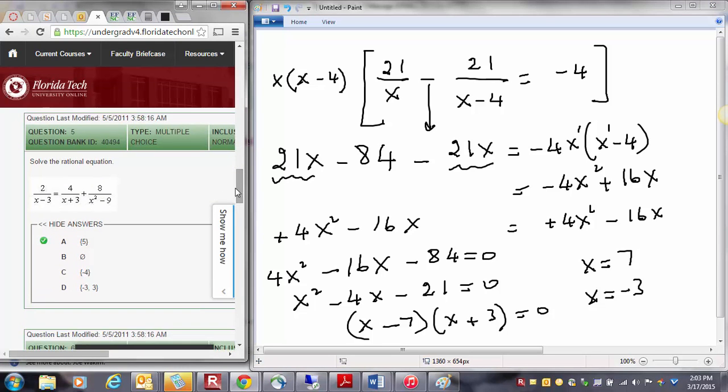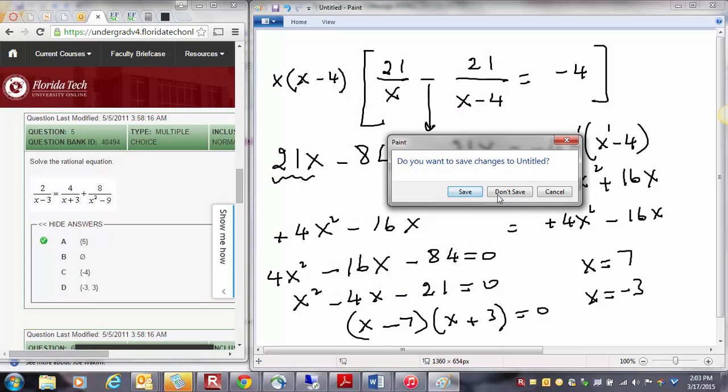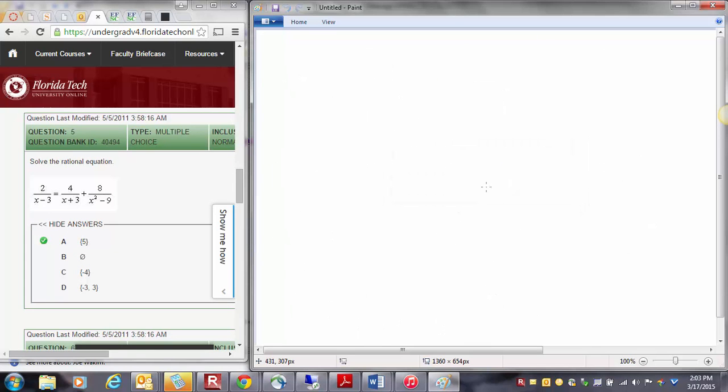Let's try number 5. As you see on number 5, we also have to simplify the denominator, and the lowest common denominator is x squared minus 9. Why is that? Because this is a difference of two squares, and that would give me x minus 3, x plus 3. So if you multiply these two, you're going to get x squared minus 9. So any number is a multiple of itself. It is a multiple of x plus 3. It is a multiple of x minus 3.